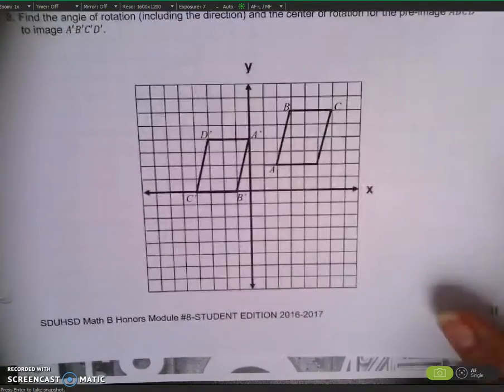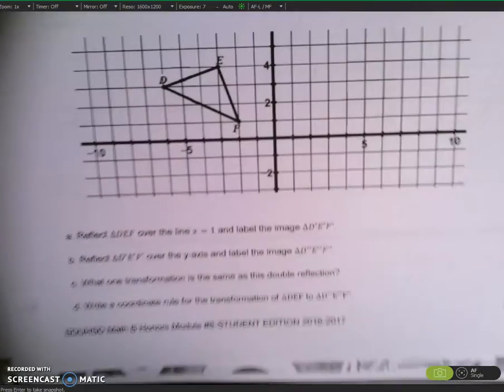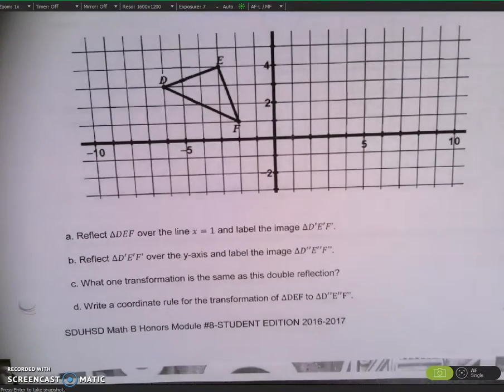Okay, let's keep going. We're going to switch over to 8.1D. So go ahead and turn to page 22. Go ahead and turn to page 22. I'm going to give you 2 minutes, no phones out, quick break before we get started.